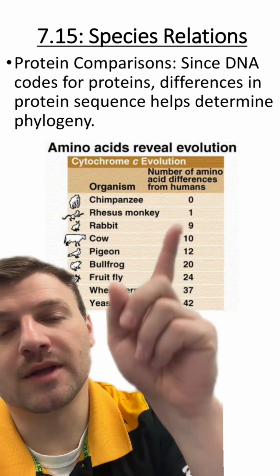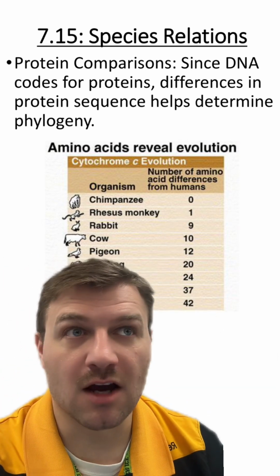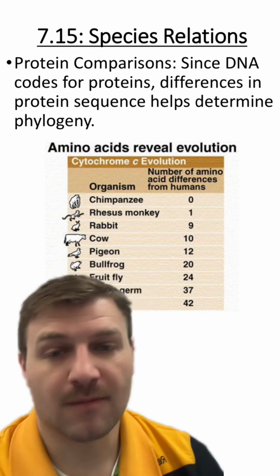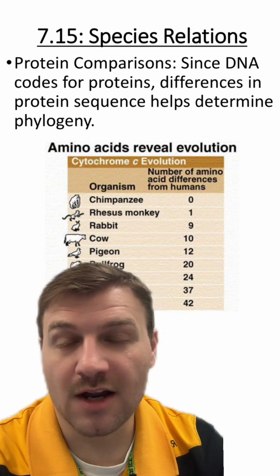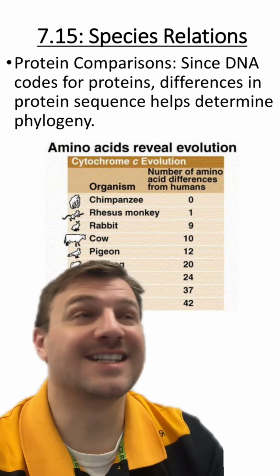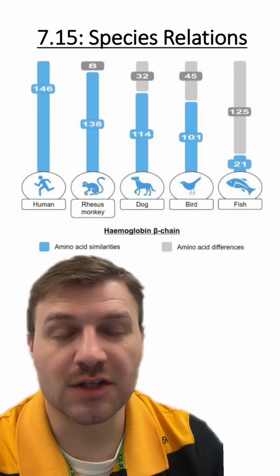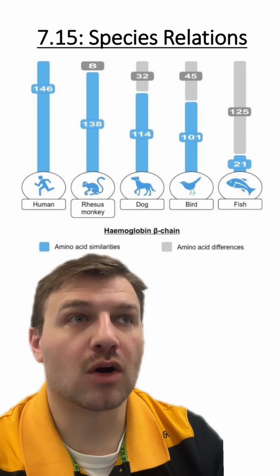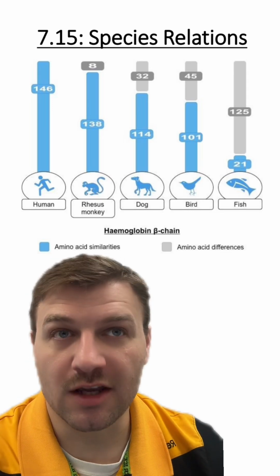So the more common a protein structure or the amino acid sequence is, the more recent a common ancestor two species have. While the less common or the more different the comparisons of their proteins, the more distant that common ancestor is. So again, these are just ways that we can chart out evolution. These are ways that we can give more quantitative analysis of how species evolve throughout time.